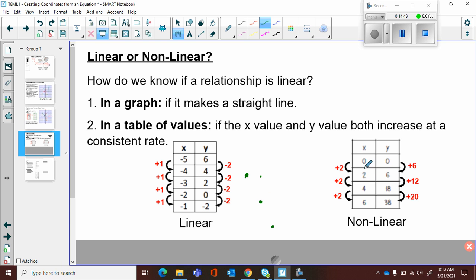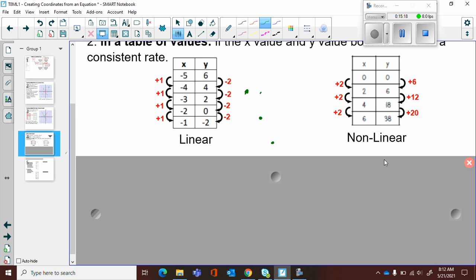In this one over here, x is increasing consistently by 2 every time, but y is not increasing consistently. First, it increases by 6, and then by 12, and then by 20. So if we were to graph this, we would see that it is not linear. It doesn't go in a straight line because for every 2 that x increases, y is increasing at different rates. So that's how you can tell in a table of values: look at the difference between the x values and the difference between the y values, and they would have to be consistent on both sides.